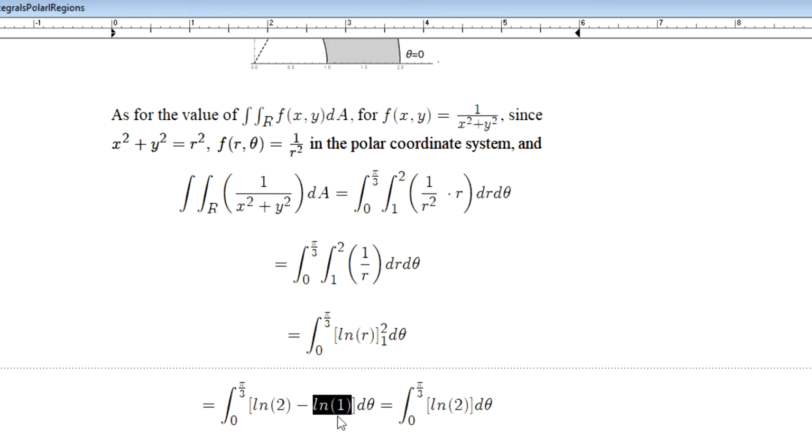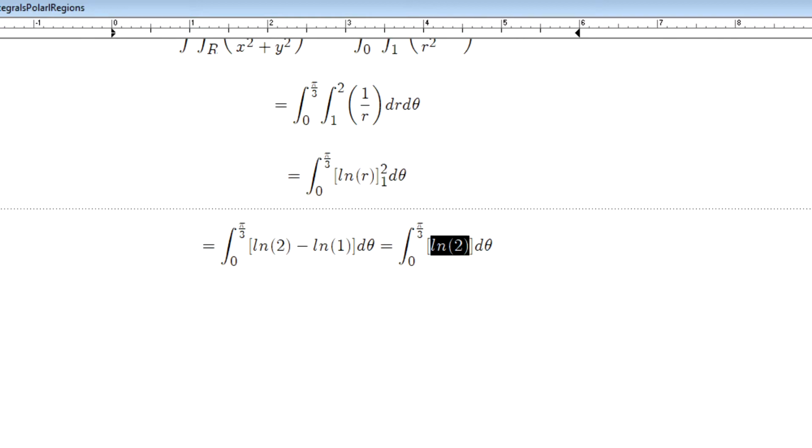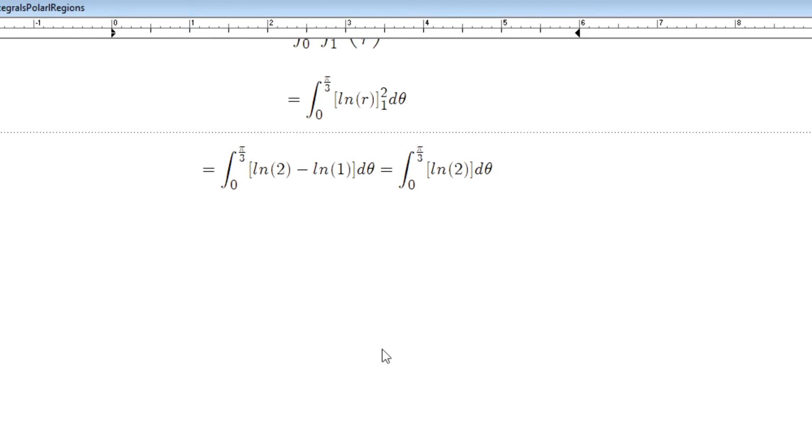Keep in mind the ln of 1 asks the question, e to what power gives us a result of 1? Well, e to the power of 0 gives us the result of 1. So the ln of 1 is actually equivalent to the value of 0. So the ln of 2 minus 0 is just the ln of 2, which is now just a constant value that we're going to integrate for values of theta from 0 to pi over 3. Integrating this constant with respect to the variable theta is just the ln of 2 times theta. Again, another fundamental integration here, folks.